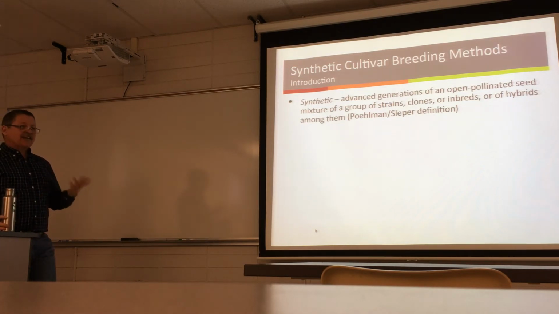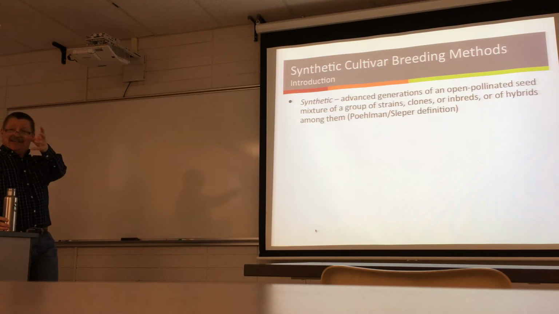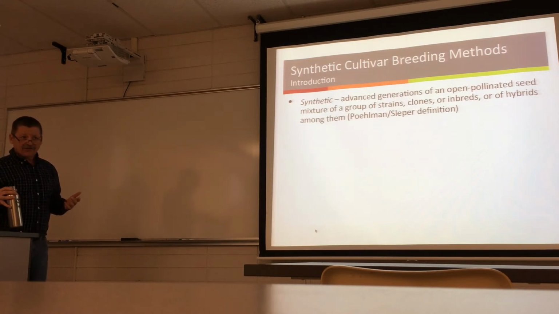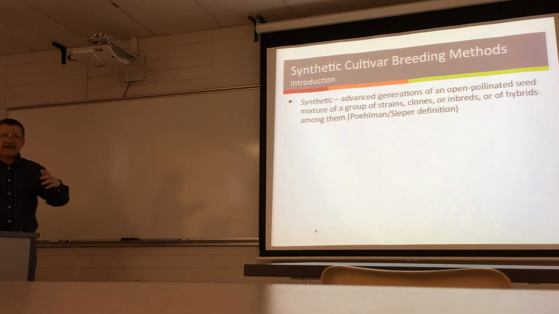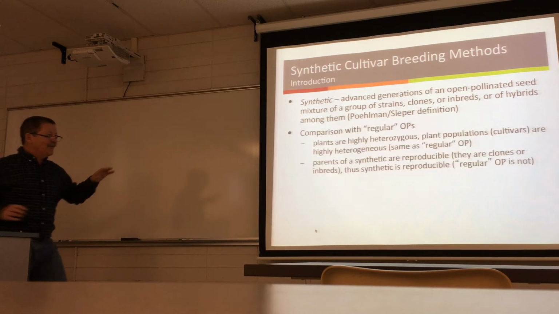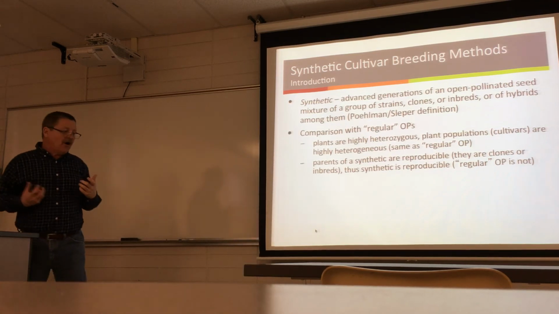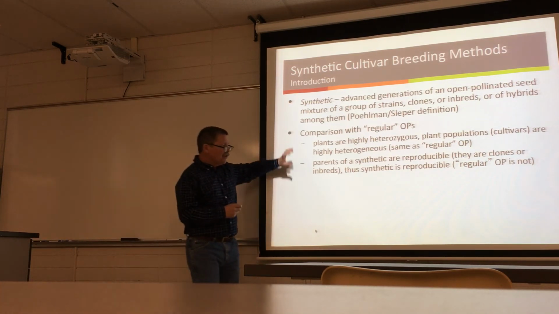So the term synthetic just means that the population that becomes the variety is synthesized in a very specific manner, which is different from how an open pollinated variety is constituted. The open pollinated variety is a population of individuals. This is too, right? But let me move on. Maybe it'll be a little clearer. So these are open pollinated varieties, and they're similar yet different.